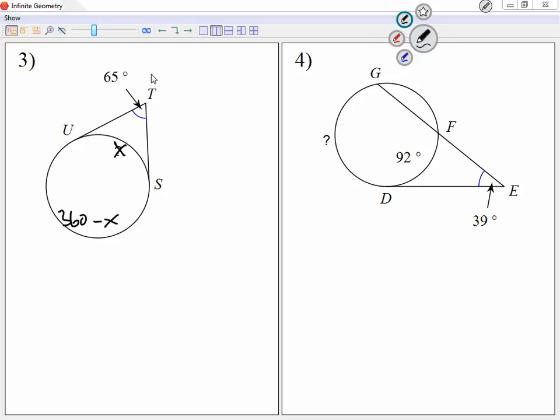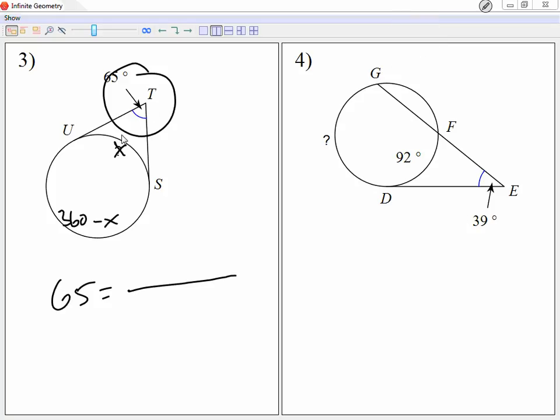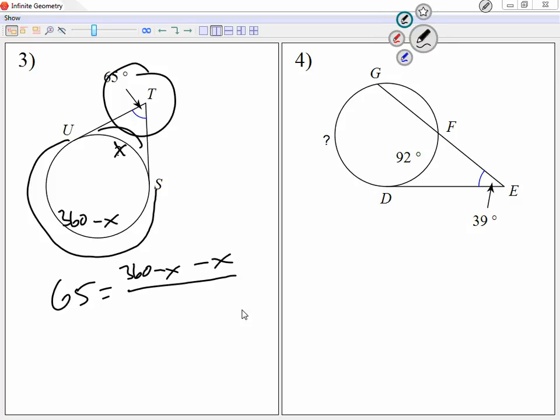Alright, so now my angle is 65, so I'm just going to say 65 is equal to, my angle's on the outside, so now I subtract. I'm going to go 360 minus x for the big arc. Notice that's the biggest arc. So the big arc minus x for the little arc, all over 2. Remember, I have the big arc minus the little arc. So just to simplify the top, I'm going to call that 360 minus 2x. Right? I combine the x.